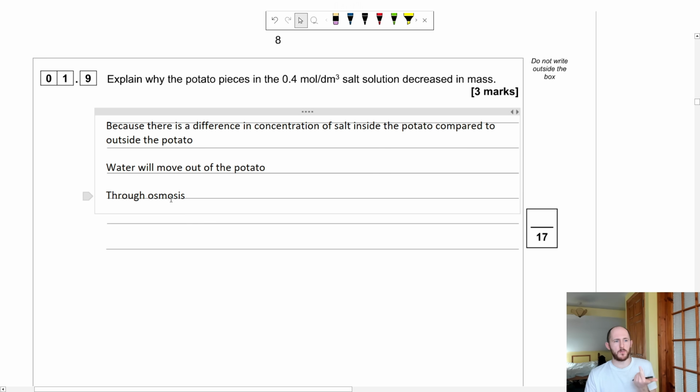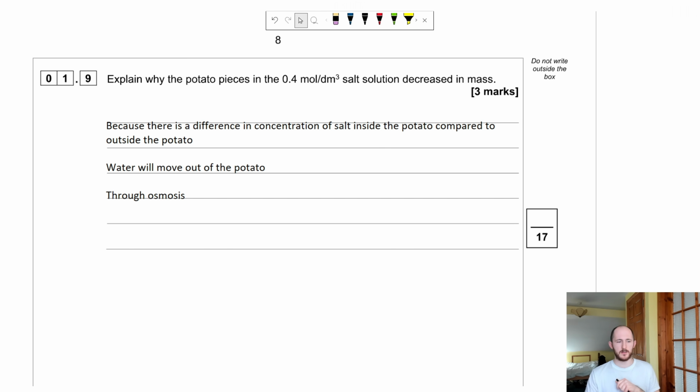Then they want you to say, well, what is that process? Well, it's when water moves, in this case, out of the potato. And what's the effect of that? Or why does that happen? Because there's a difference in concentration of salt. That's what they're looking for. They're looking for names, explaining the processes and why those processes happen, or what effect they have, depending on the question.